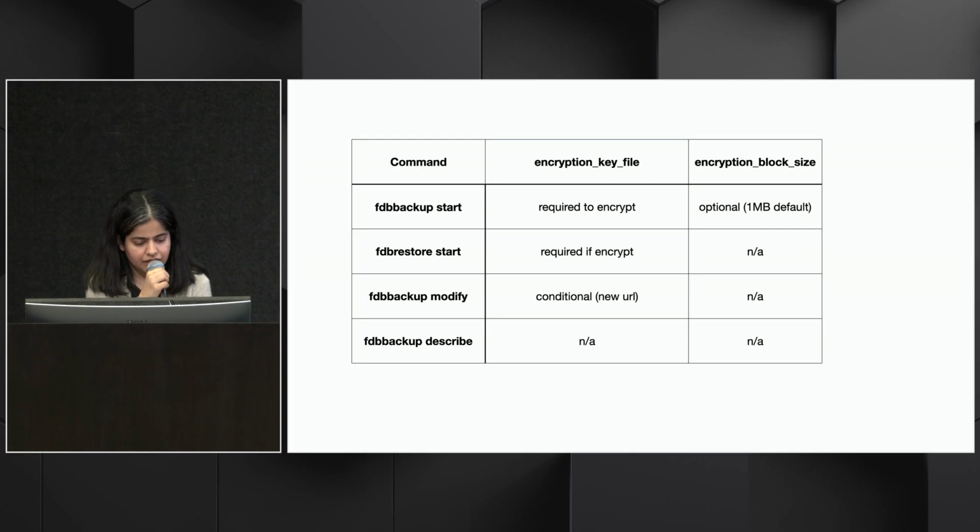And for the modify command, if the URL is the same, then you don't have to pass the key. Otherwise, for a new URL, you can pass it, it's up to you. And the fdbbackup describe command reads the data from the properties folder, so it doesn't need any information.